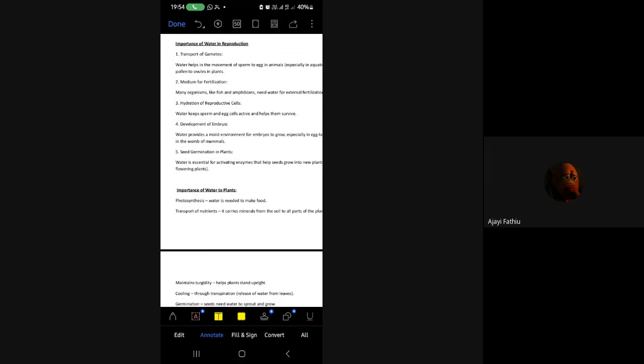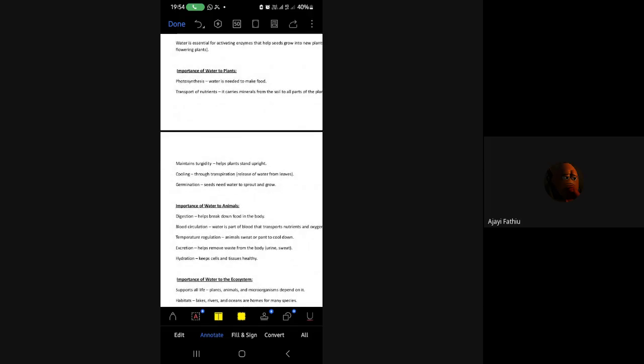It is needed for movement, circulation within animals. It is the medium for fertilization. That is for the group of animals that are called the fishes and the amphibians. It is needed for seed germination. It hydrates cells. In plants, water is needed for photosynthesis, transportation of nutrients. It maintains turgidity as found in herbaceous plants.